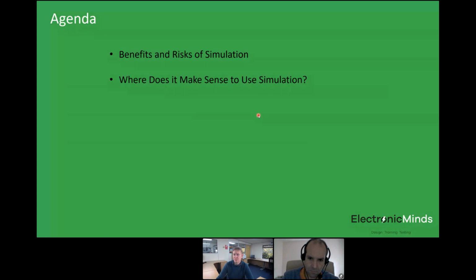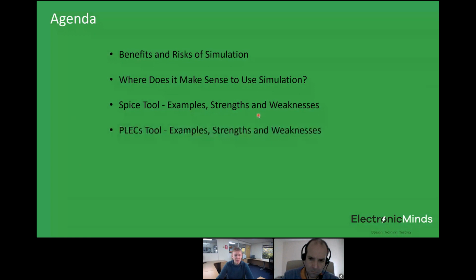The two tools that I'm going to talk about, the first of which is SPICE, or actually we use PSPICE, which is a Cadence tool set. And I'm going to give some examples of how we use that, what its strengths are and what its weaknesses are. We also use a simulation package called PLECS, which is a dedicated power electronics simulation package, which is very powerful. I'll give you some examples of that, some of its strengths, and because no tool is perfect, we'll also show you some of its weaknesses as well.